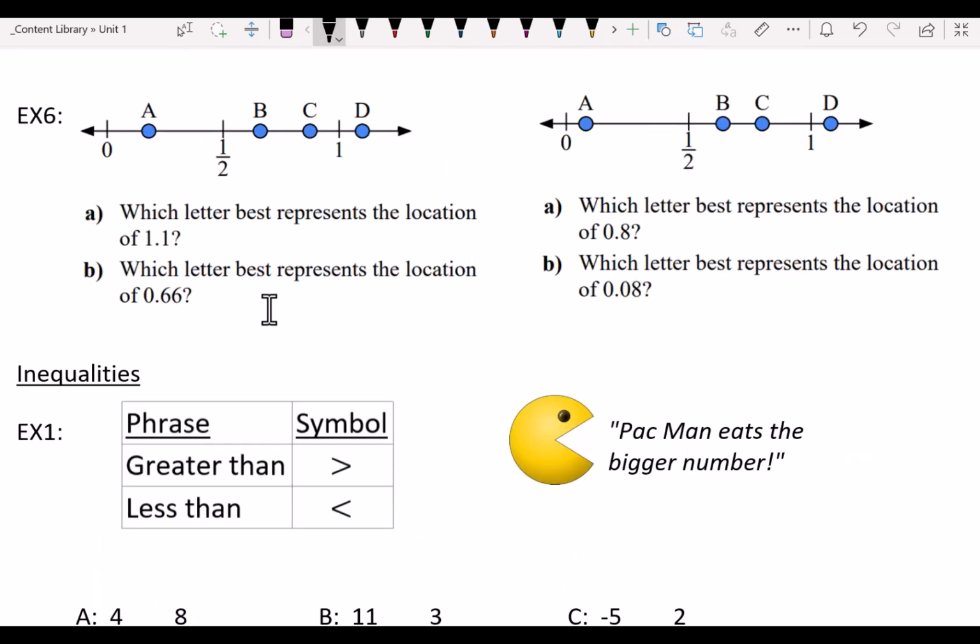Example 6, which letter best represents the location of 1.1? Well, it's going to be just past 1, right? So the only one that's just past 1 is going to be D. So we'll go with point D there.